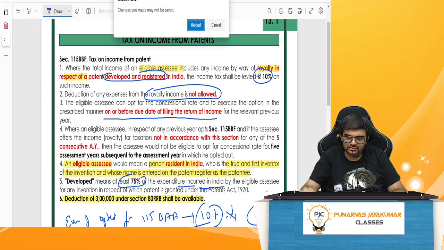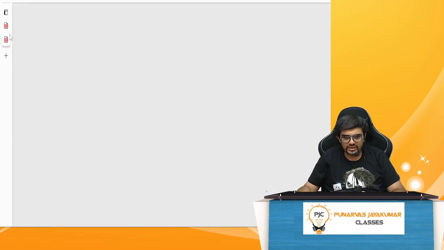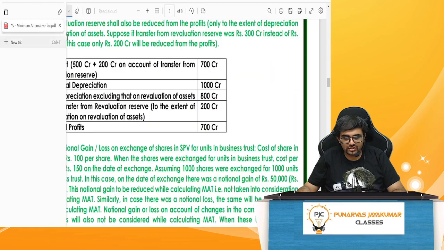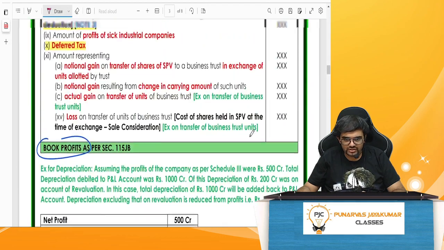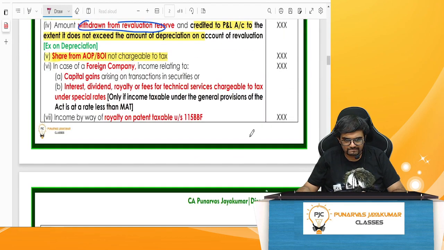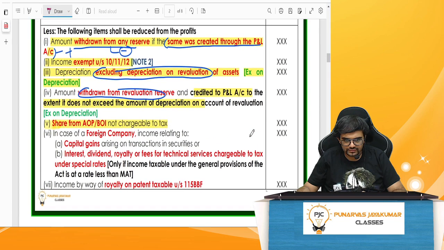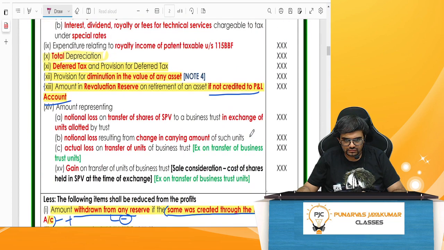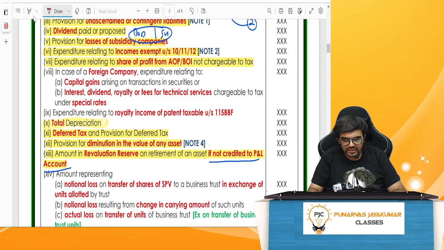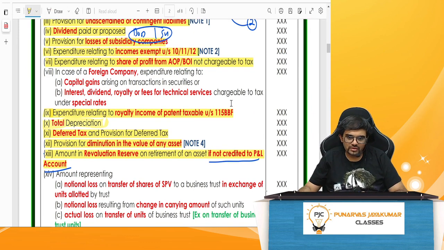Understood this point? 13.1. Now you come to our MAT provisions. Why this fellow went off to this provision, you will be wondering, because of this only. See here. Expenditure relating to royalty income taxable under 115BBF, add back for a company.